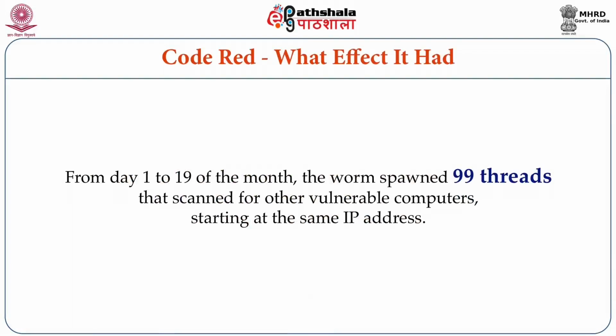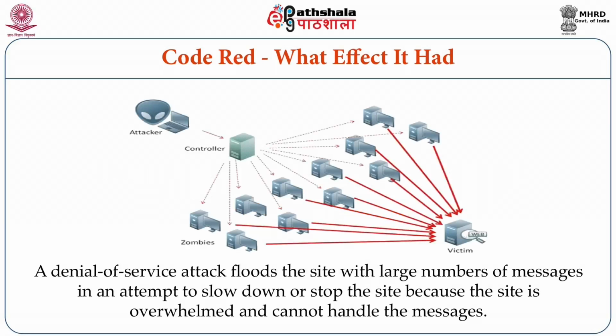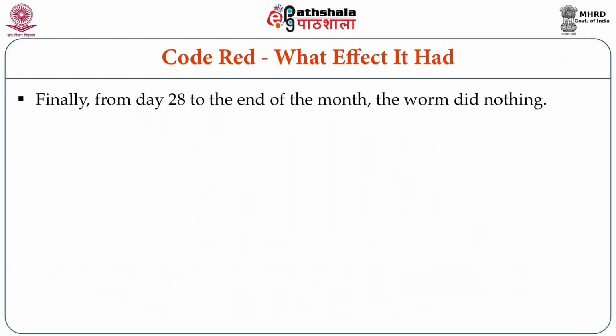The rest of the original Code Red's activity was determined by the date. From day 1 to 19 of the month, the worm spawned 99 other threads that scanned for other vulnerable computers starting at the same IP address. On days 20 to 27, the worm launched a distributed denial of service attack at the US website www.whitehouse.gov. A denial of service attack floods the site with large numbers of messages in an attempt to slow down or stop the site. Finally, from day 28 to the end of the month, the worm did nothing.